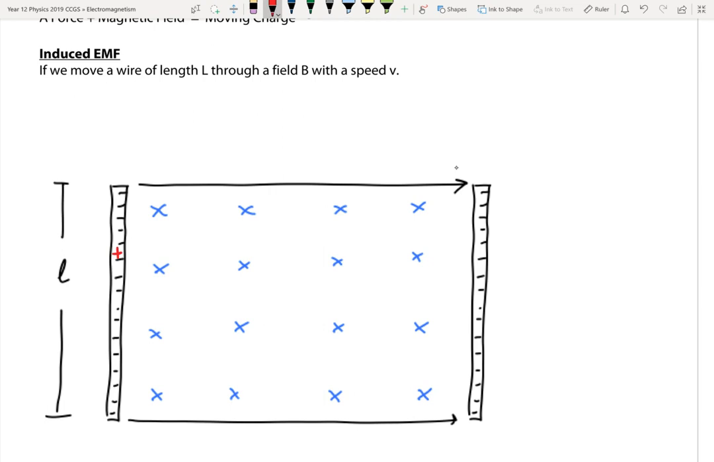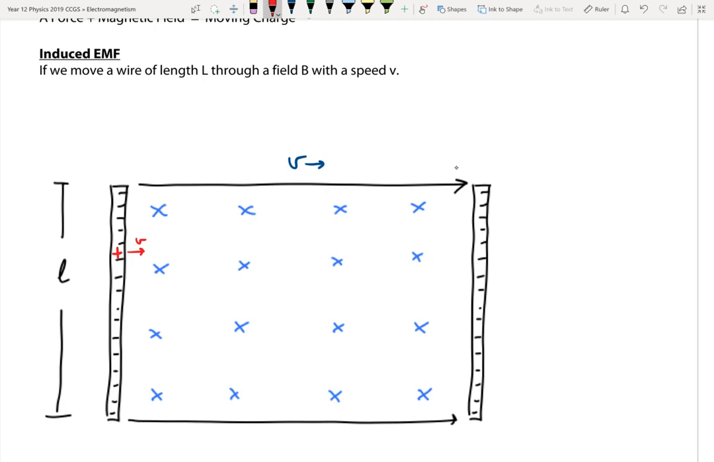Okay? Now, we've got our V going that way. So I would like you to consider your positive charge moving that way. So, your thumb, please point it to the right. Your fingers, please point the fingers into the page. As it's moving, those positive charges will get forced upwards.